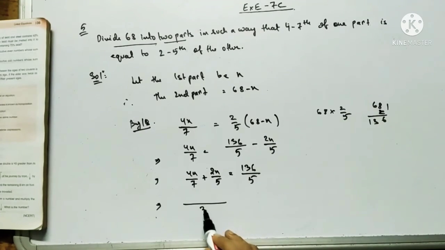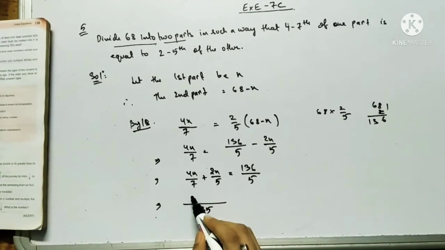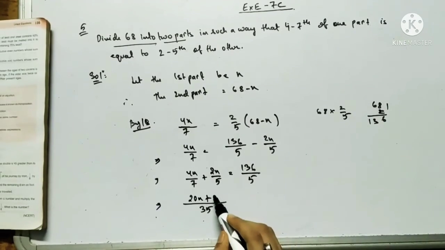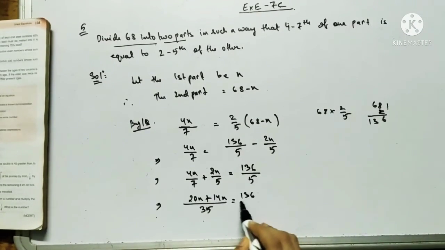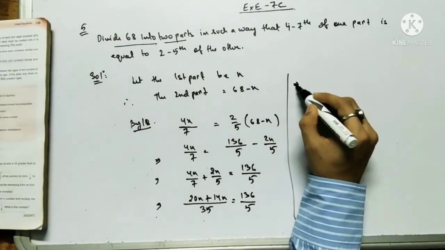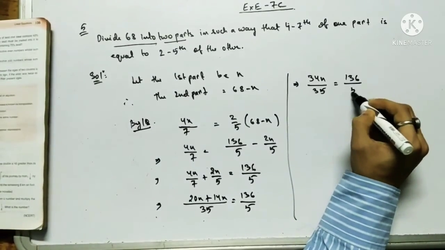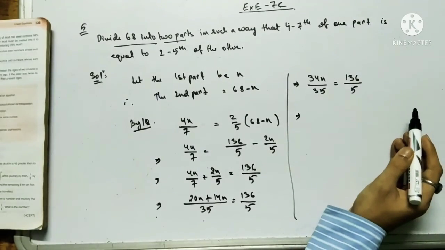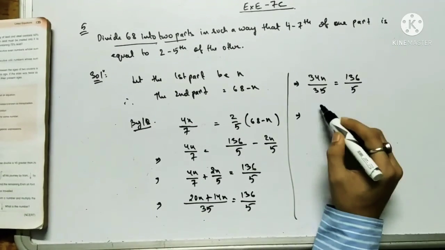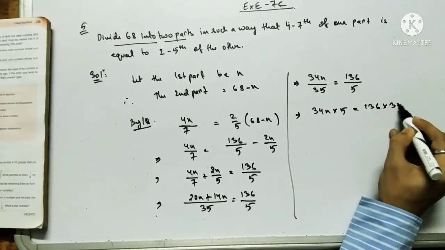Now the LCM will be 35. 35 divided by 7 is 5, 5 into 4x is 20x, plus 35 divided by 5 is 7, 7 into 2x is 14x, equal to 136 by 5. So this is 34x by 35 equal to 136 by 5. Now I need the x value, so I can cross multiply: 34x into 5 is equal to 136 into 35.